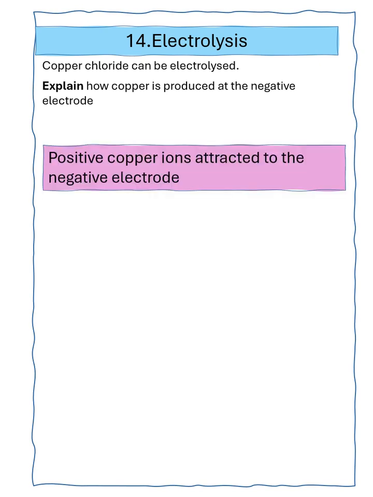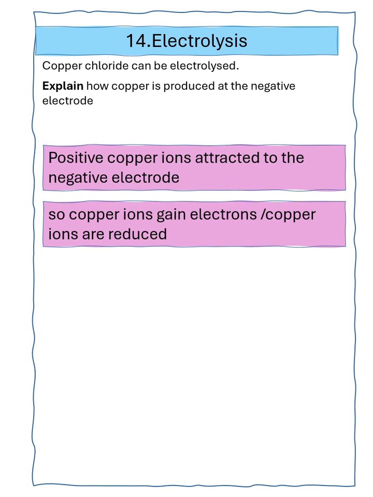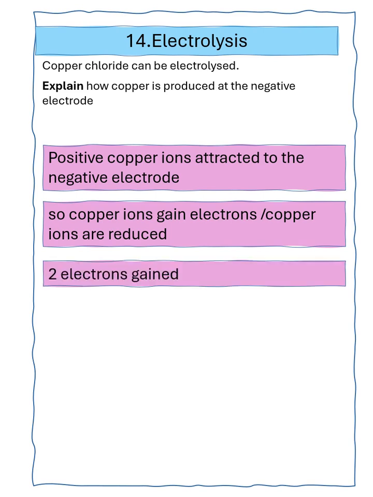So first thing we've got to say is that positive copper ions are formed and they're attracted to the negative electrode because opposite charges attract. When the copper ions reach the negative electrode, they will gain electrons. You can say that the copper ions are reduced, and copper will gain 2 electrons from Cu2 plus to Cu.